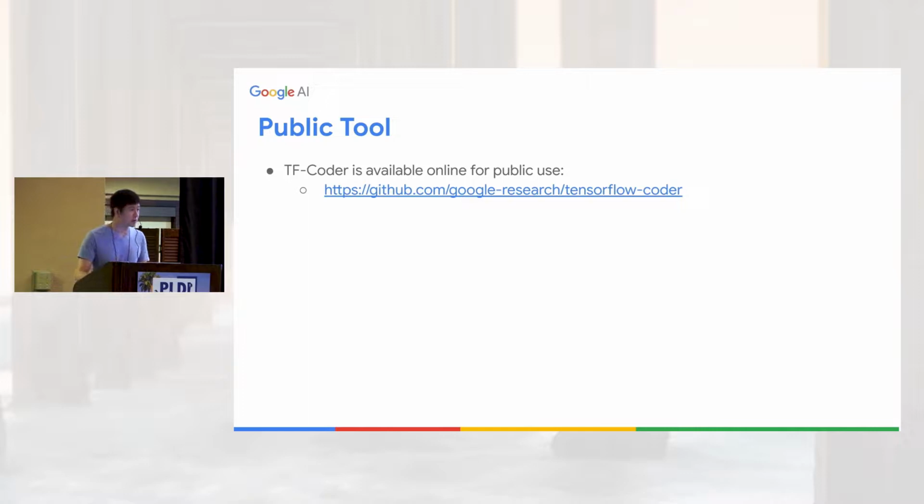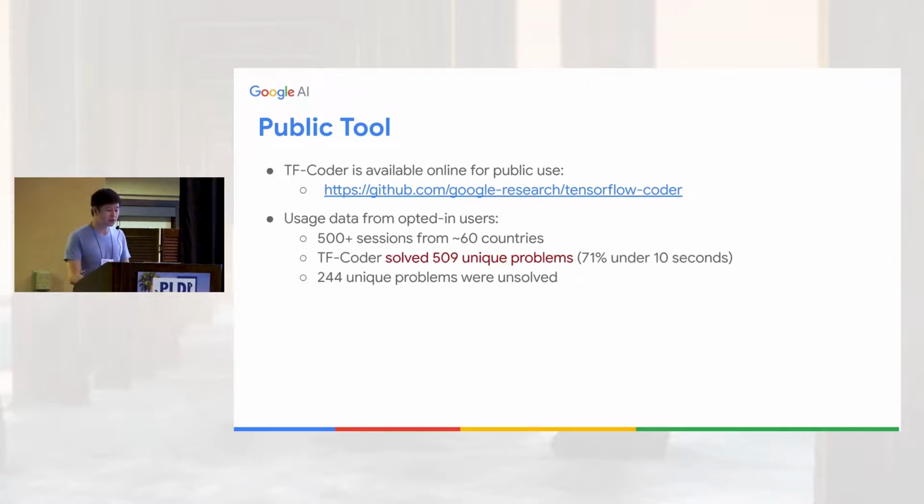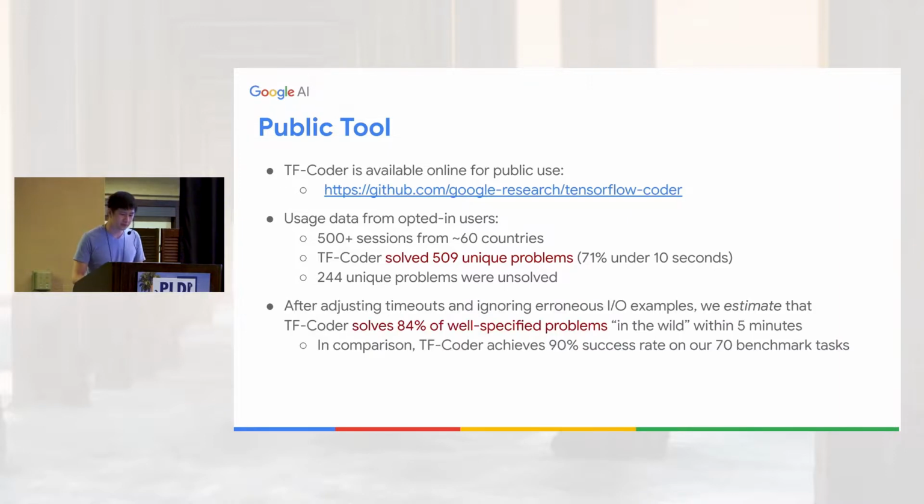Now, TF-Coder is publicly available. Among usage data from the opted-in users, TF-Coder was used in over 500 sessions in about 60 countries, solving 509 unique problems, 71% of which in under 10 seconds. We also estimate that TF-Coder solves 84% of well-specified problems in the wild, which is just a bit lower than the 90% success rate on our 70 benchmark tasks.